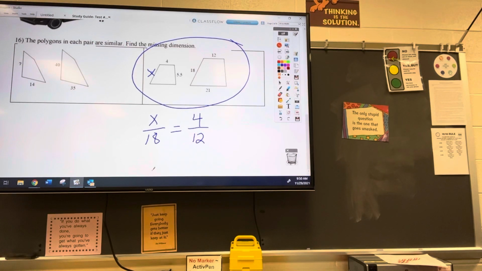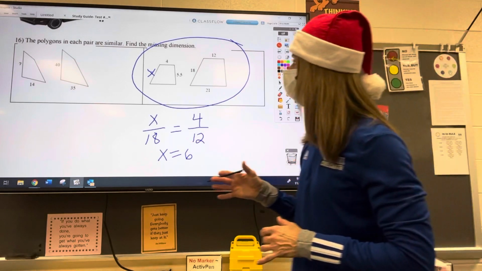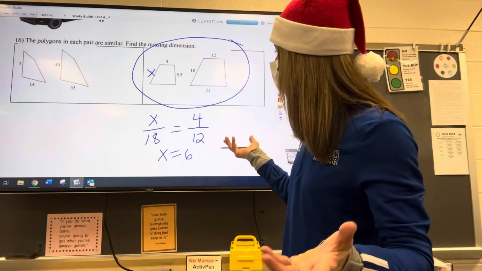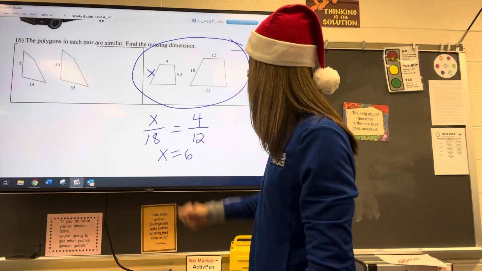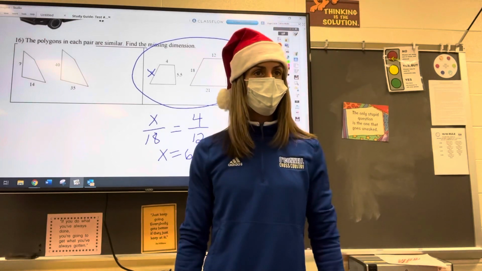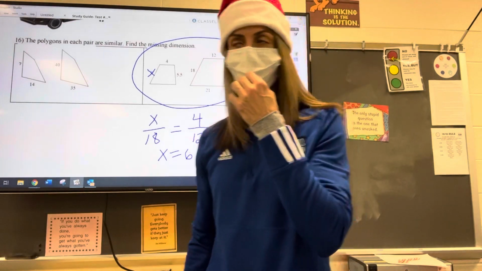So x equals 6. And then we read the question again to make sure we answer the question. It says find the missing dimension, and we just found it. So we're done. Good?